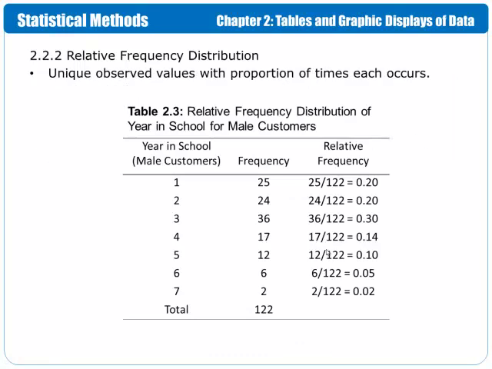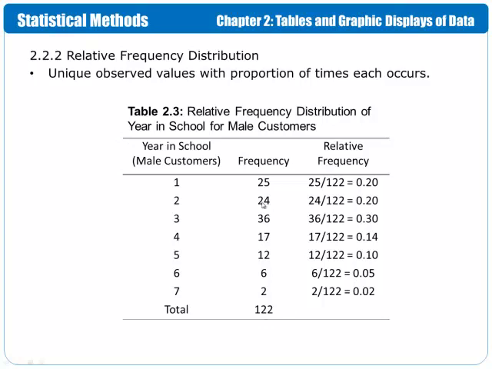Next, we'll look at a relative frequency distribution, which is very similar to a frequency distribution, but with relative frequencies. And the relative frequencies are proportions, essentially, of the number of times each observed value occurs. So again, here in the first column we have the unique values, and in the second column we have the frequencies. The relative frequencies are computed by taking the frequency and dividing by the total, which in this case we had 122 male customers that were surveyed, and so the grand total for the male customers is 122.